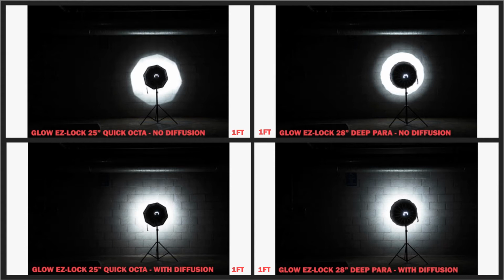Because the deep para is a physically bigger modifier, it is technically further away. The light itself is further away from the wall than the light in the quick octa, simply because of the depth and size of the modifier. So that should be a given, but I just thought I would explain that.